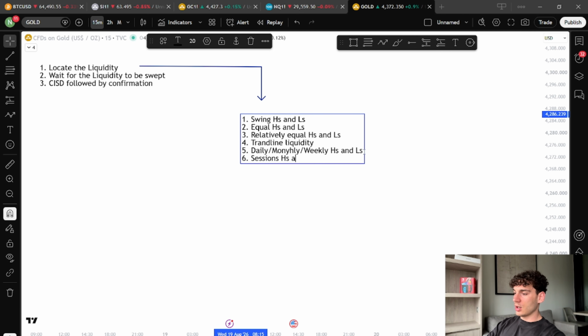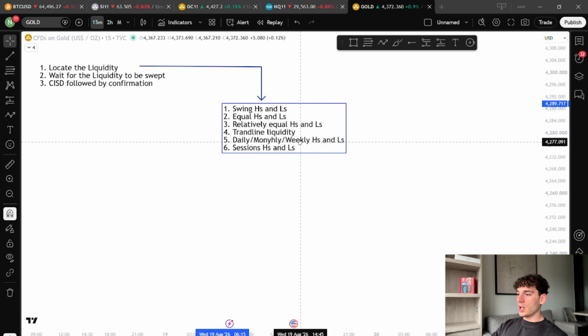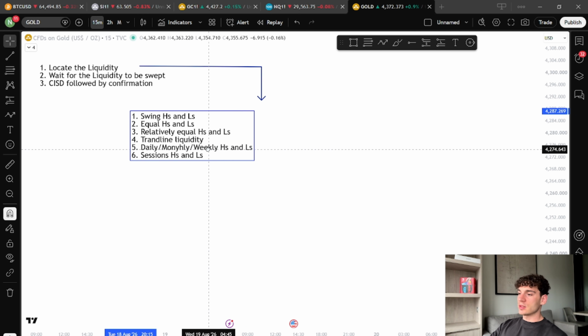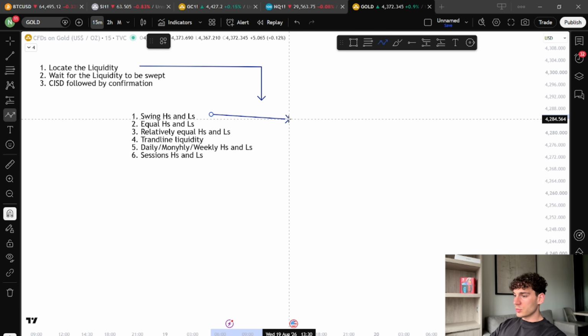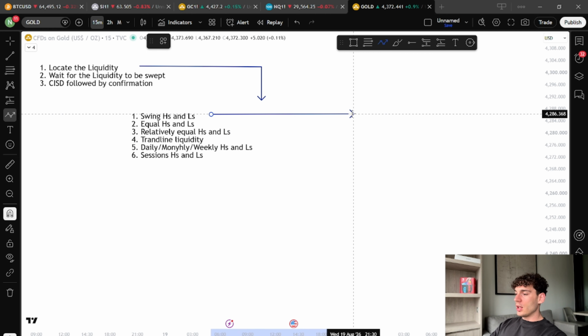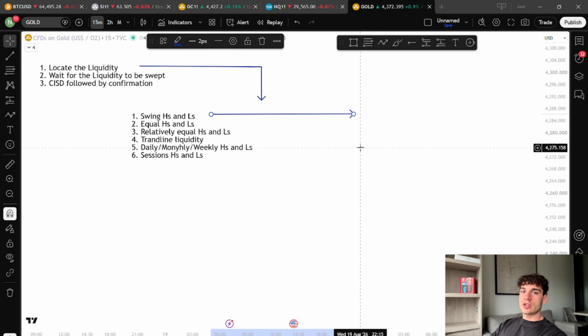sessions highs and lows. Now, if you're trading and if you have some experience, I'm sure that you're already familiar with these terms, but I'm gonna explain them anyway. If you're new, it might sound a bit complicated, but believe me, it's very, very simple. So swing highs and swing lows. Basically, swing high and swing low, it's any area in the chart when there is a peak before the trend starts to go in the opposite direction.